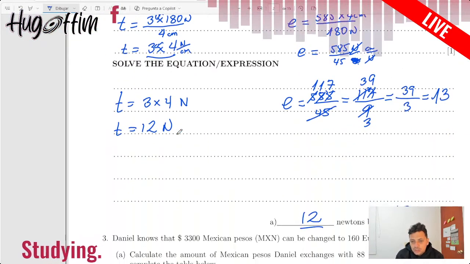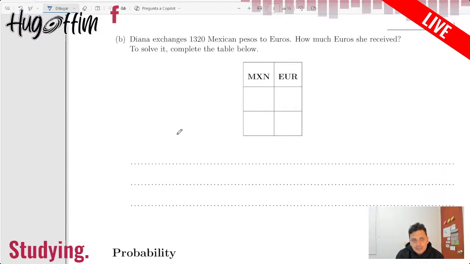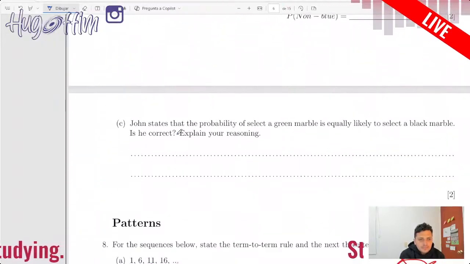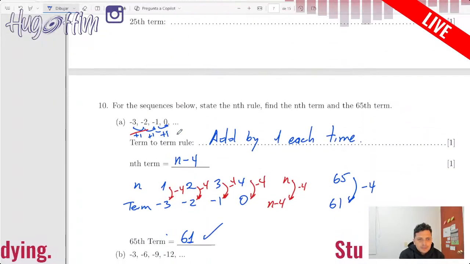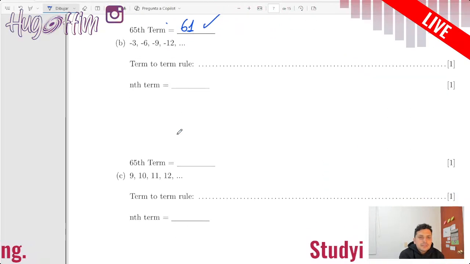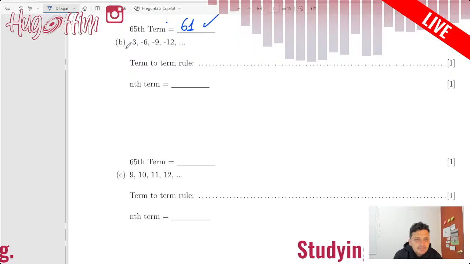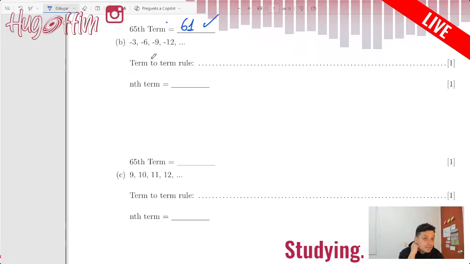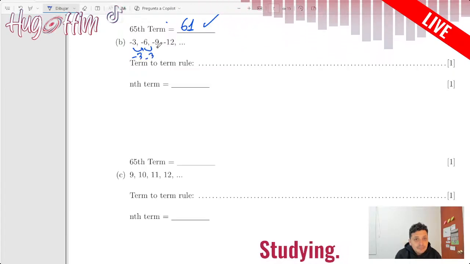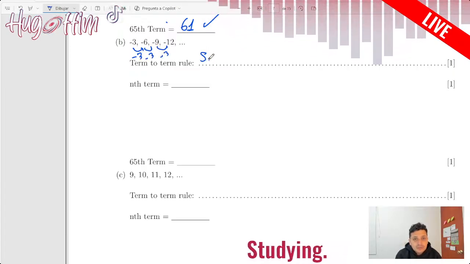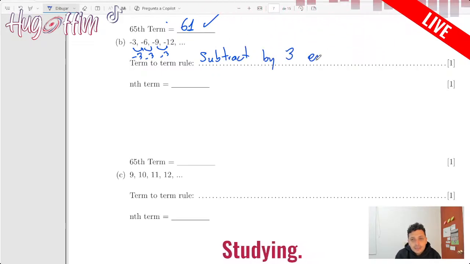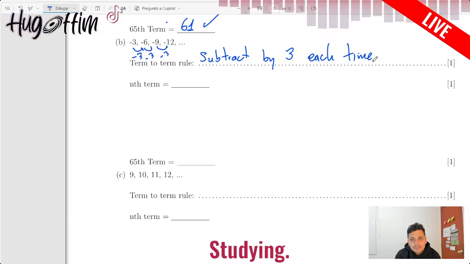Now we're going to question 10b. Okay, I have -3, -6, -9, -12. Look at that here. What I'm doing is subtracting 3 each time. So the term-to-term rule is subtract by 3 each time.